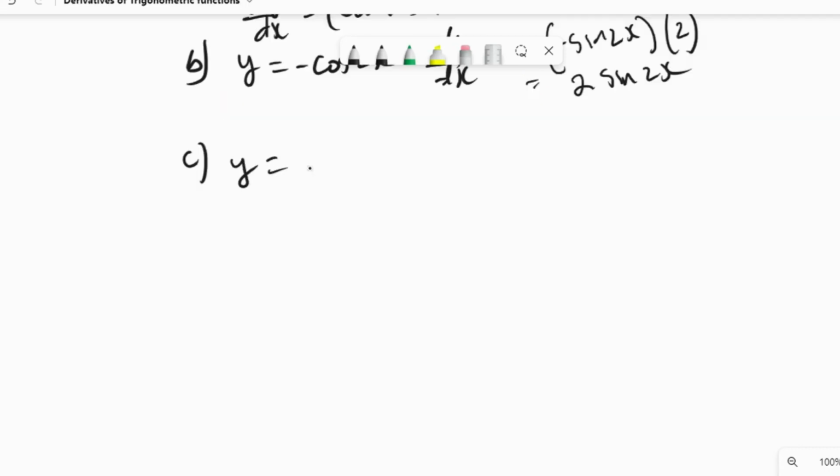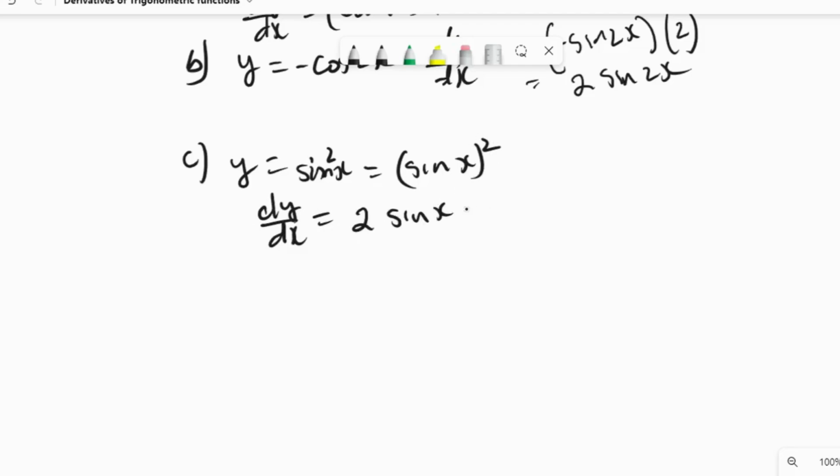Y equal to sine square x. This is exactly the same as sine x square. So dy dx will be the power rule, 2 sine x to the power 1, multiplied by the derivative of inside, which is cosine x.